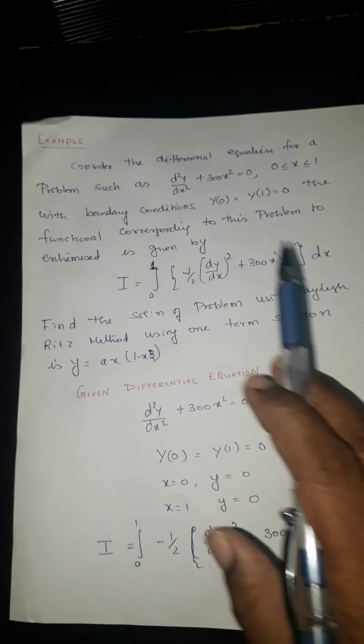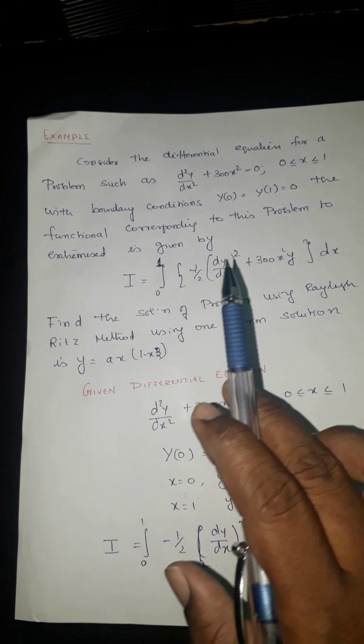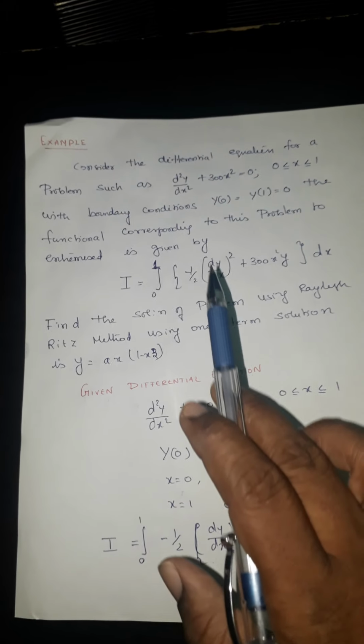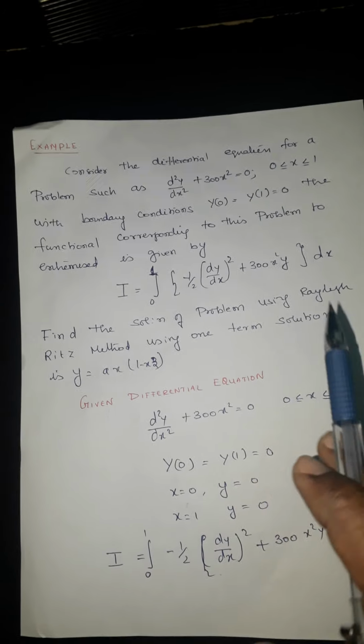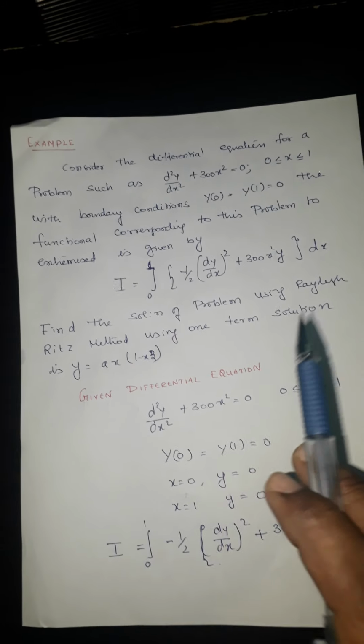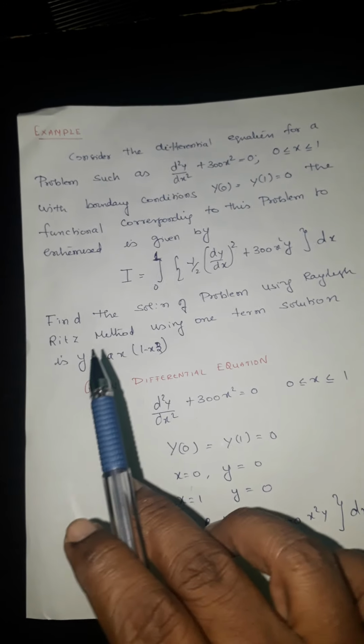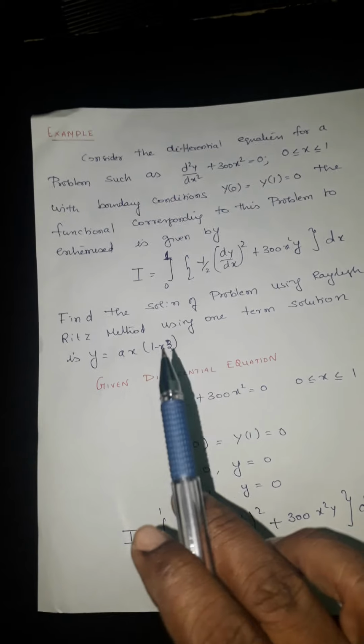The function is minus half of dy by dx the whole square plus 300 x square y, the whole dx. Find the solution of the problem using the Rayleigh-Ritz method, using a one term solution, y is equal to ax times 1 minus x cube.